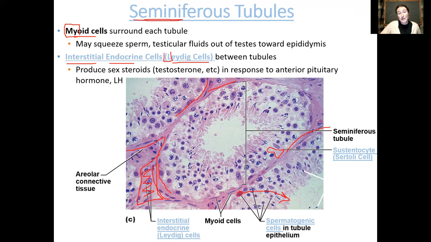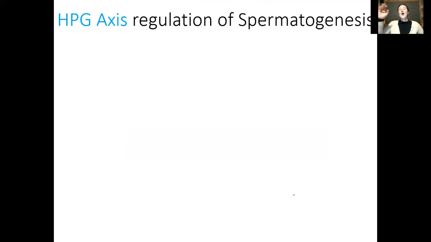So the L is going to be important in here because it is responsive to the hormone LH, luteinizing hormone. Okay, these cells are responsible for producing the sex steroids, including testosterone, but not only testosterone, in response to LH. Okay, so LH binds to Leydig cells, FSH binds to Sustentocytes or Sertoli cells. Okay, which leads us to talk about the HPG axis.